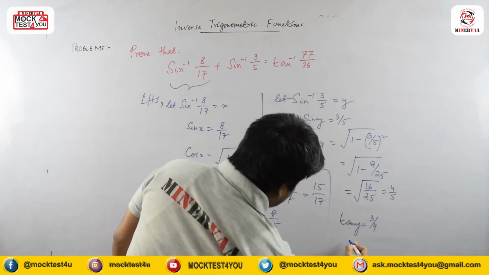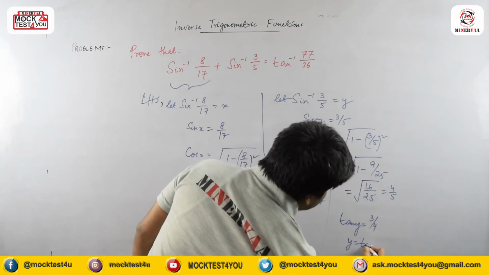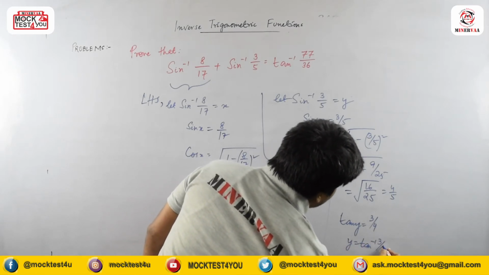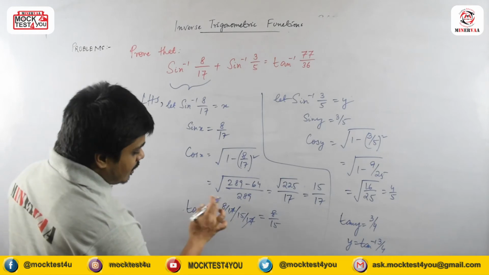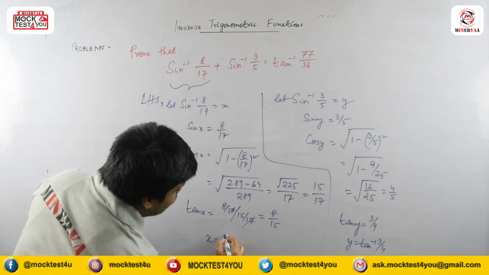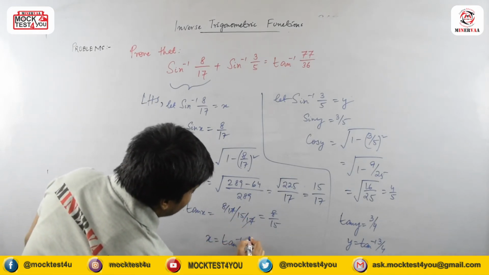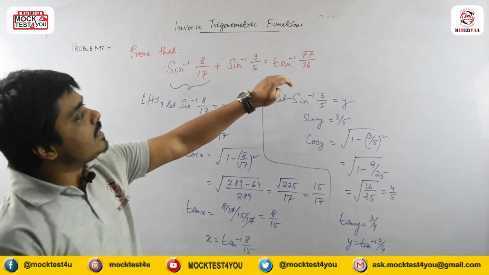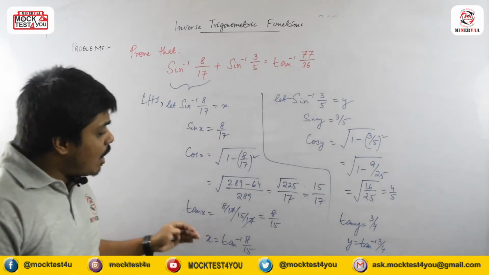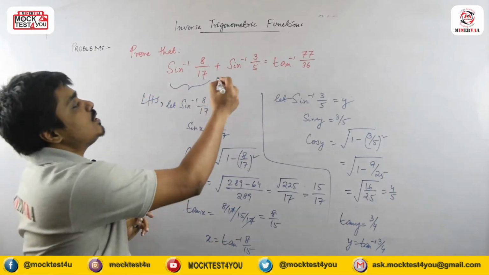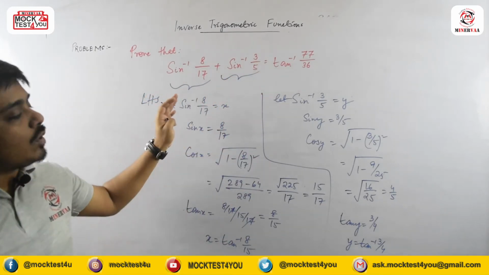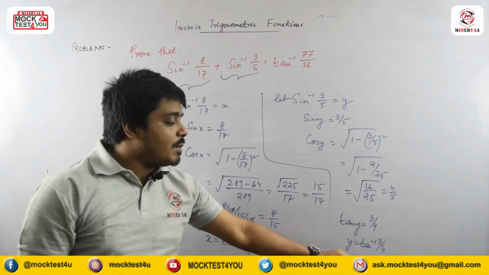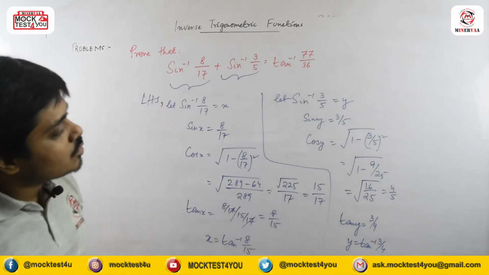So from here, y is equal to tan inverse 3 by 4, and x is equal to tan inverse 8 by 15. Now the answer is 77 by 36. So now we know this one, and we know this one. After knowing these, we will use the property of tan inverse x plus tan inverse y. So let us do that.